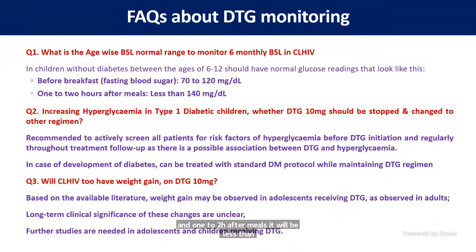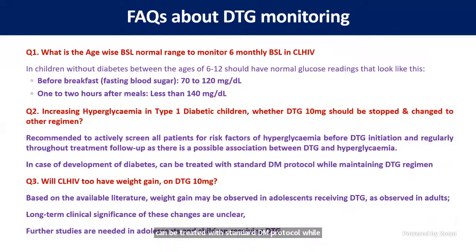Next, regarding increasing hyperglycemia in type 1 diabetic children, whether DTG 10 milligram should be stopped or changed to another regimen. The current recommendation is that you have to actively screen all patients for risk factors of hyperglycemia before DTG initiation, and regularly throughout treatment follow-up, as there is a possible association between DTG and hyperglycemia. In case of development of diabetes, it can be treated with the standard DM protocol while maintaining the DTG regimen.